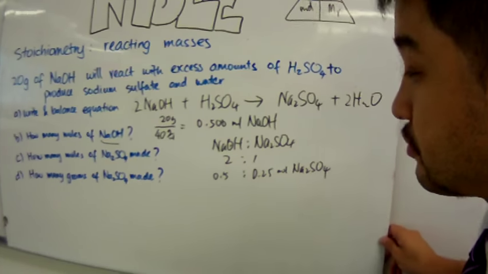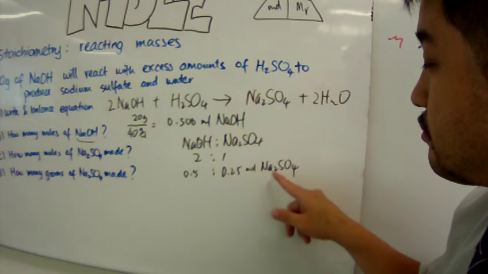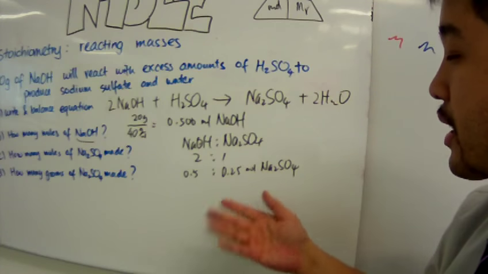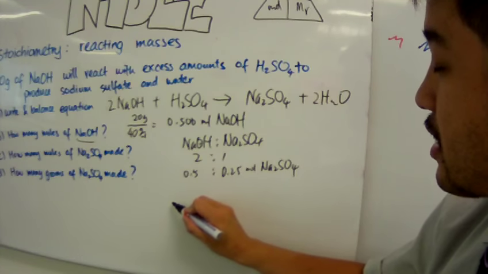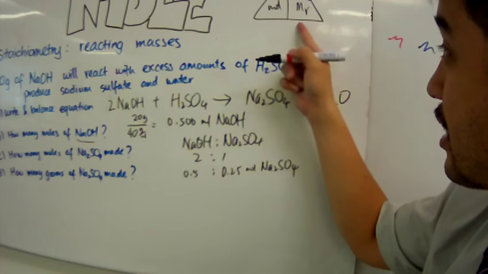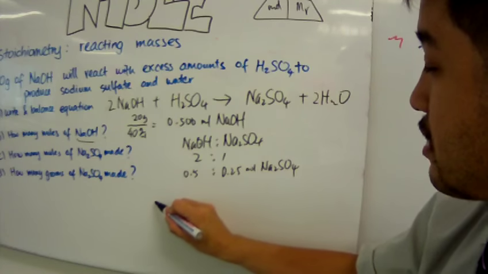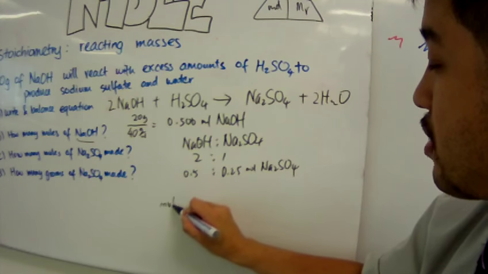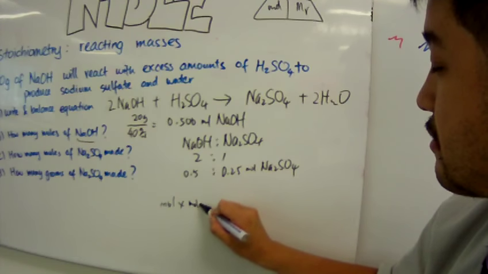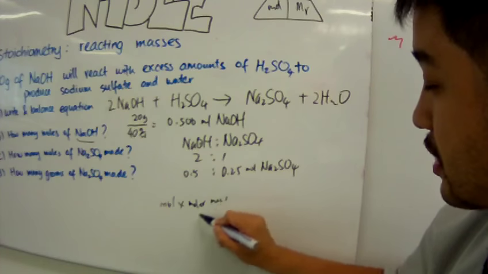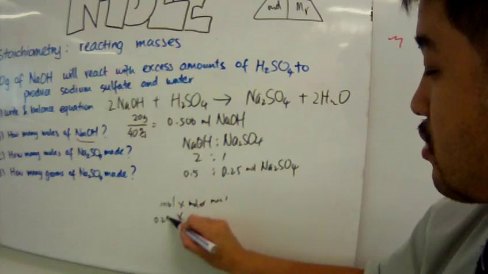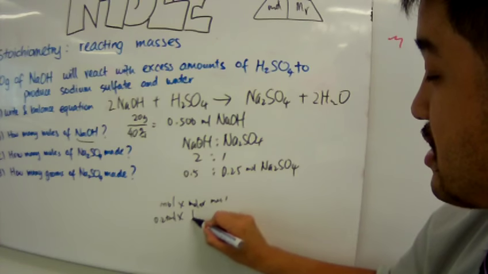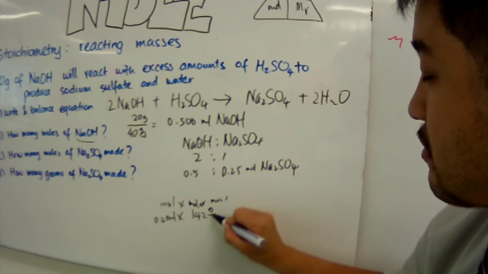Now, how do I get the grams of sodium sulfate? Well, I'll take this formula again and I'll measure the mass, which will give me moles times the molar mass. Okay? The moles is 0.25 gram moles, alright? And the molar mass is 142 grams per mole.